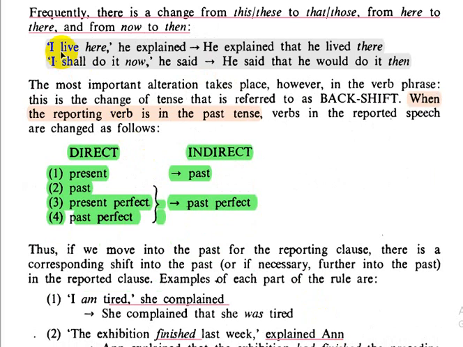Let's see other examples. I live here, he explained. He explained that he lived there. So the change is the first person pronoun into a third person, live into past tense lived, and here into there. And of course, we insert that because this is a statement. I shall do it now, he said. He said that he would do it then.